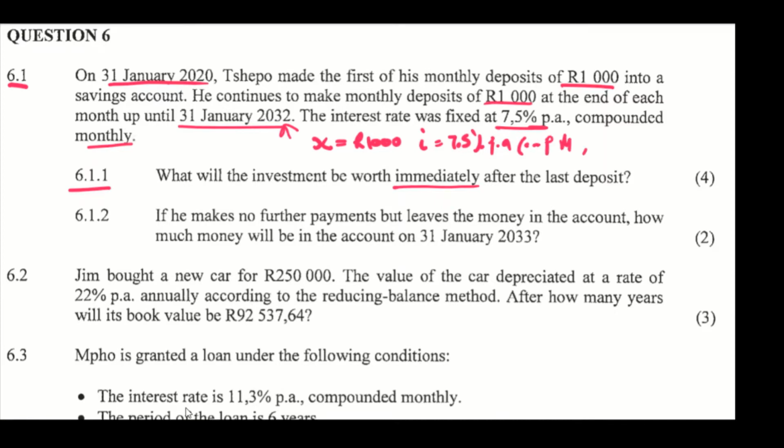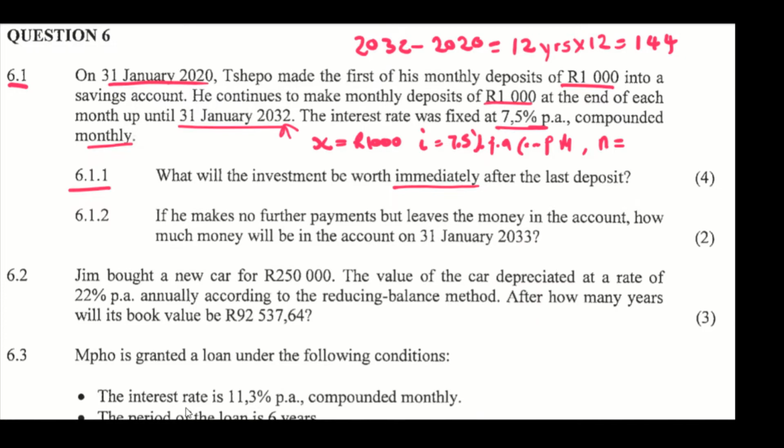Compounded monthly. And another thing is when you want to determine your number of payments, the N, you're going to do 2032 minus 2020. Let me just punch that into my calculator. I'm going to get 12, which basically means 12 years. Then you multiply it by the monthly, which is 12. So it's just going to be 144.